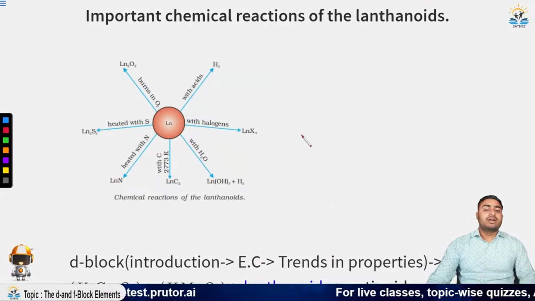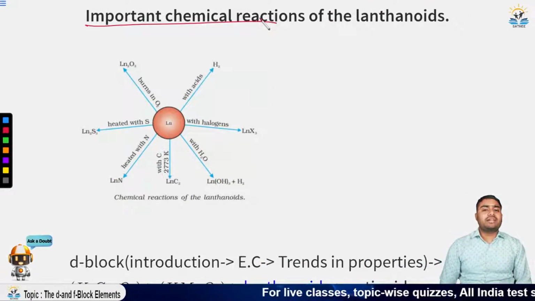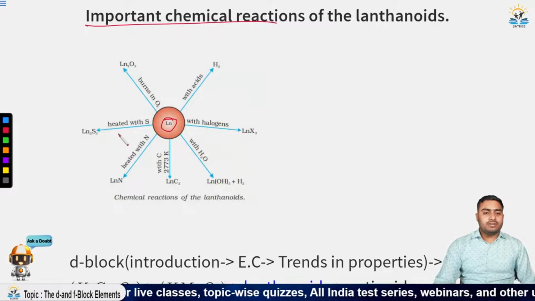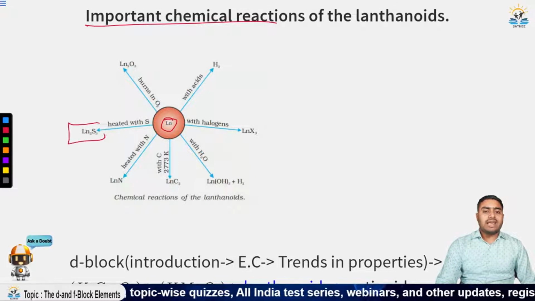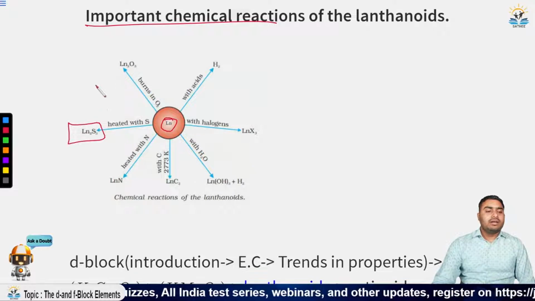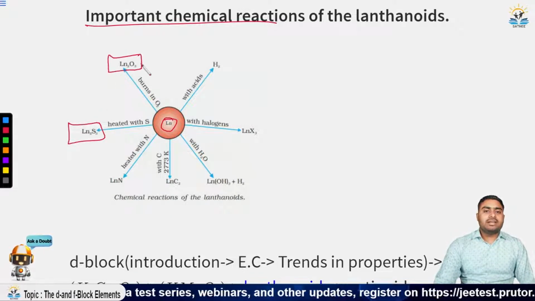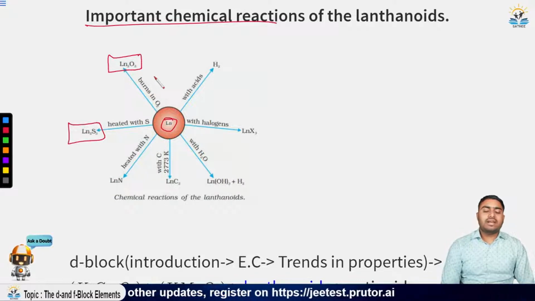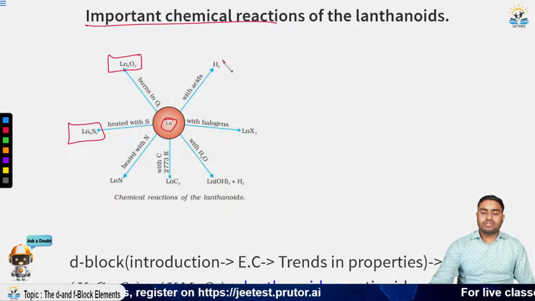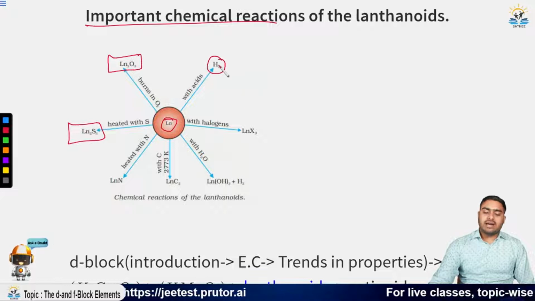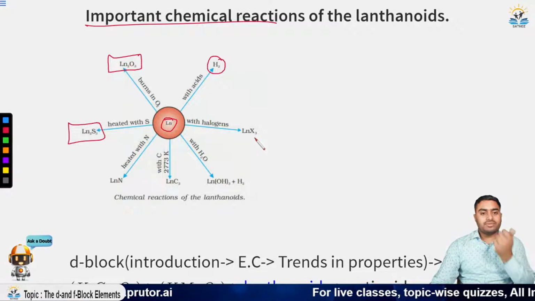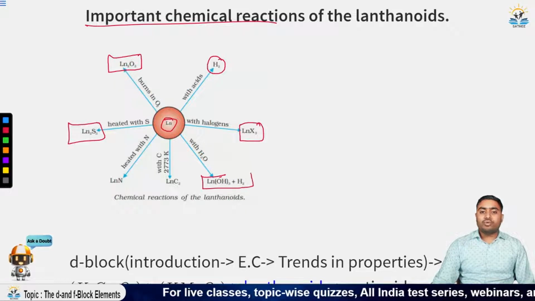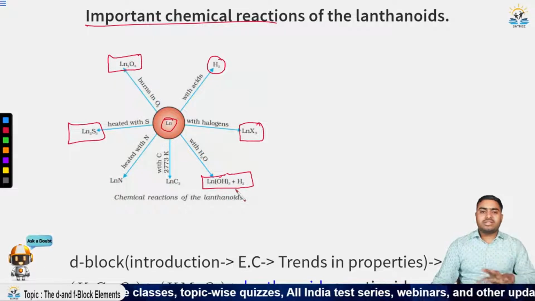Now I want to show some important chemical reactions of the lanthanoids. You can see Ln represents lanthanoids here. When they are heated with sulfur, you will get Ln2S3 type compounds, like lanthanoid sulfide. Similarly, when they burn in the presence of oxygen, you will get Ln2O3, that is lanthanoid oxide. Similarly, with acids they release hydrogen gas. With halogens you will get LnX3 type compounds. With H2O you will get Ln(OH)3 plus H2 gas.